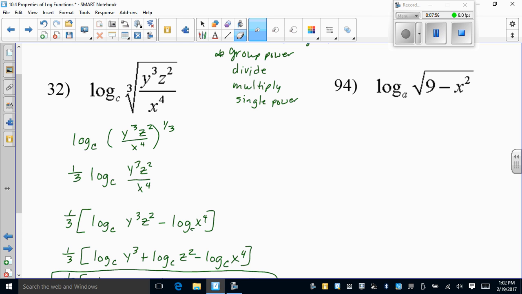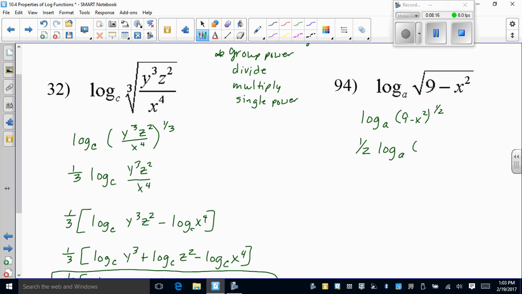Okay, now this one here is going to go a little bit quicker. This is log base a of 9 minus x squared, raised to the half power. So this gives me 1/2 log base a of 9 minus x squared. Anytime you have something inside a log being added or subtracted, it has to go in parentheses. And I'm done. I cannot do anything more.